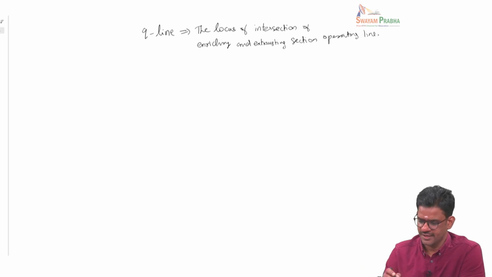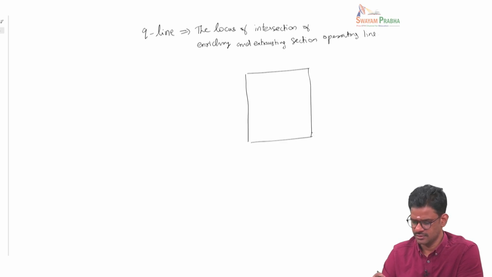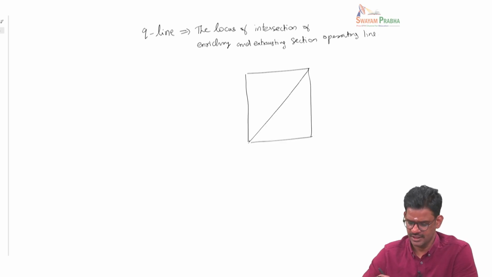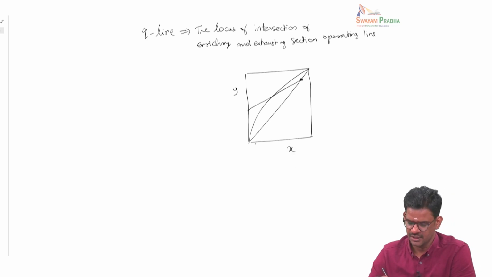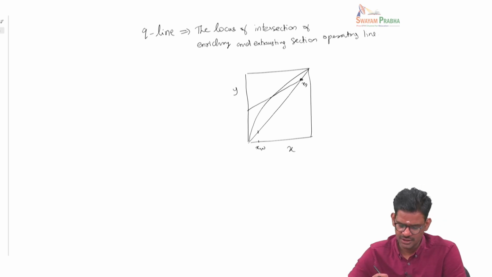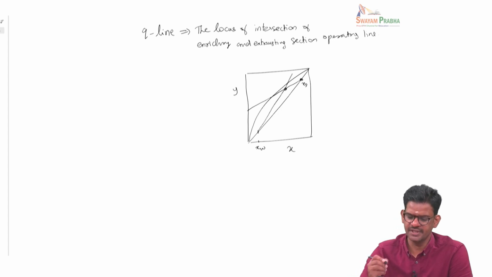Okay, so if I have to show this schematically, this is the 45-degree line, and this is your equilibrium line. Y is here, X is here, and for a given distillate composition XD, we can draw the operating line for the enriching section. Similarly, for a given residue composition XW, we can draw the exhausting section operating line. So you see that there is a point in which they intersect.